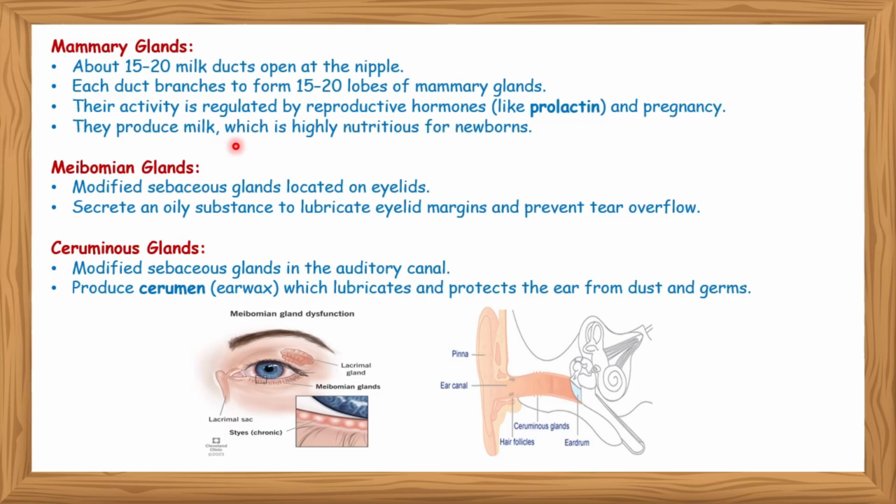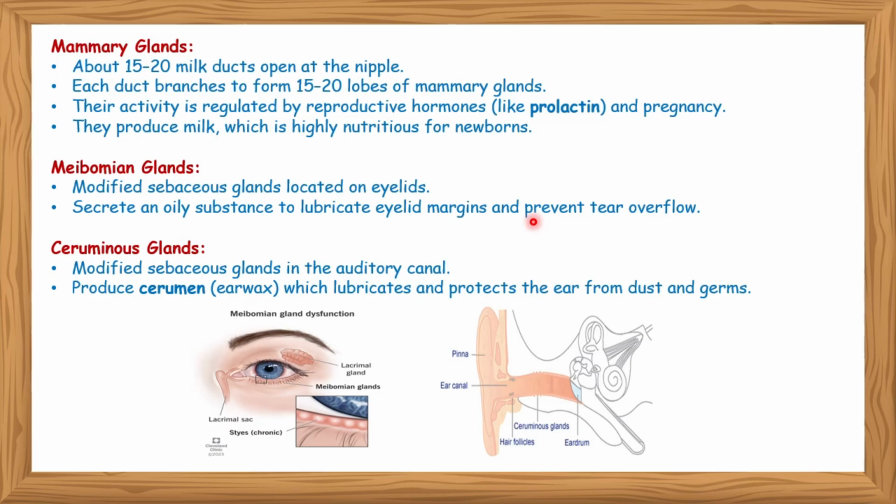They produce milk, which is highly nutritious for the newborns. Meibomian gland: this is the meibomian gland. This is located just beneath the eye. It is a modified sebaceous gland located on the eyelids. They secrete an oily substance to lubricate eyelid margins and prevent tear overflow.